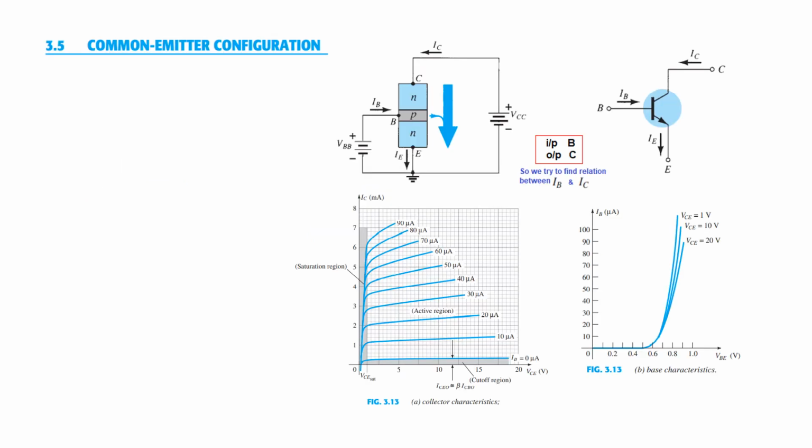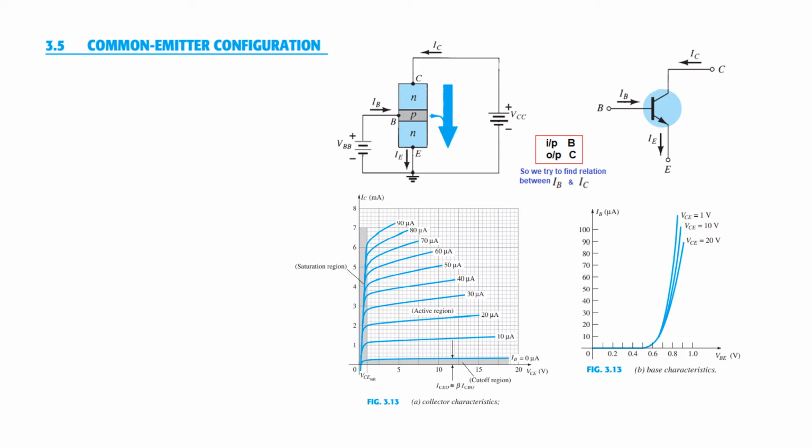Okay, now we come to the common emitter configuration. Now common emitter, as we have seen, the emitter is grounded and the input is the base terminal, and output is the collector terminal. So we'll try to find a relation between IB and IC. In the previous one we found a relation between IE and IC. Here we'll try to find a relation between IB and IC.